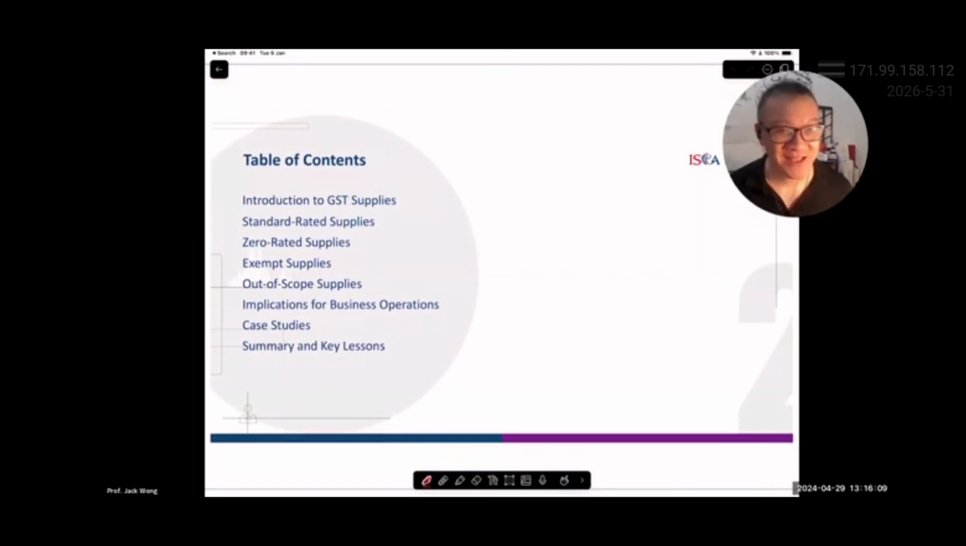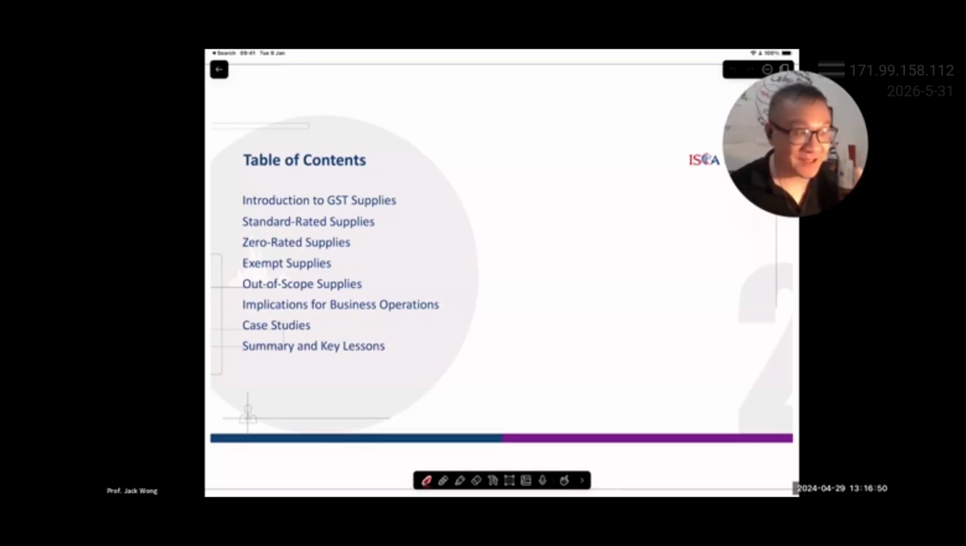And here's the table of contents. So we are going through bit by bit in this presentation. Introduction to GST supplies, and then we talk about the standard rated supplies with examples, followed by zero rated supplies, exempt supplies, out of scope supplies. And of course, at the end of the day, we will look at the case studies to understand the implications for GST purposes that you can imagine as a business operator. Like what are the GST implications when it comes to understanding all these supplies. And we'll summarize all the key lessons from this presentation to wrap up.